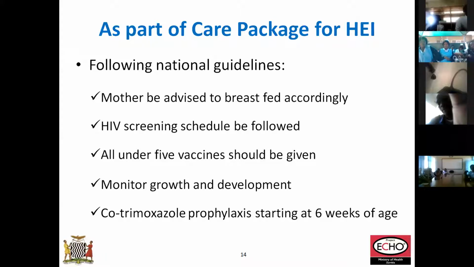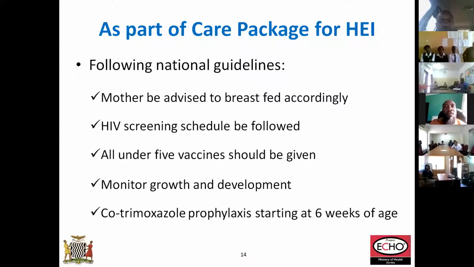Then when I said HIV screening schedule to be followed, meaning that this baby should be tested at birth, 6 weeks, 6 months, 9 months, 12 months, 18 months, and 24 months. So for those below 9 months, we use NAT. Above 9 months, we start using serology. If it's found to be reactive, or positive, then we do NAT to confirm infection.